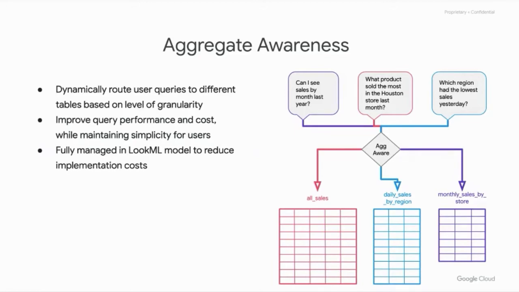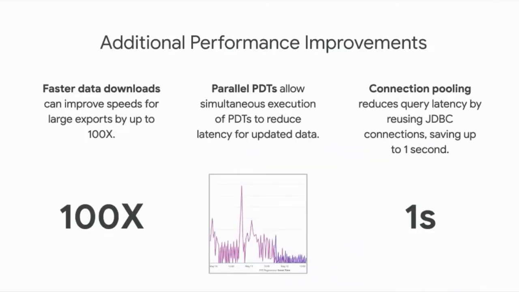But we're also innovating with a number of smaller improvements that also help you to improve performance of your Looker instance. We've recently released faster data downloads that can provide up to 100x improvements in speeds for large exports. Another important feature is something called parallel PDTs. And if you use PDTs to pre-aggregate data to be used inside your Looker instance, this will be especially valuable to you. Now you can execute multiple PDTs in parallel so that we're not doing them one at a time.